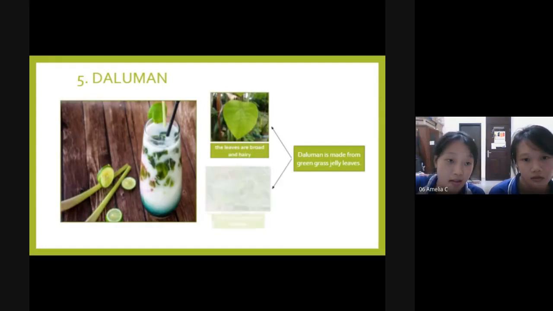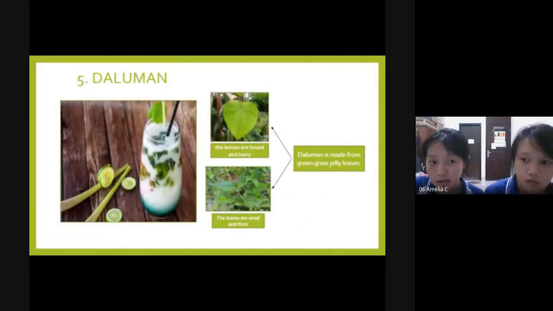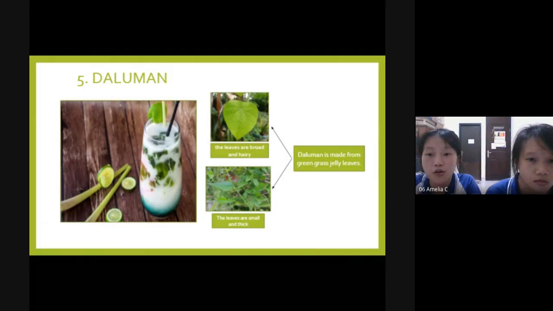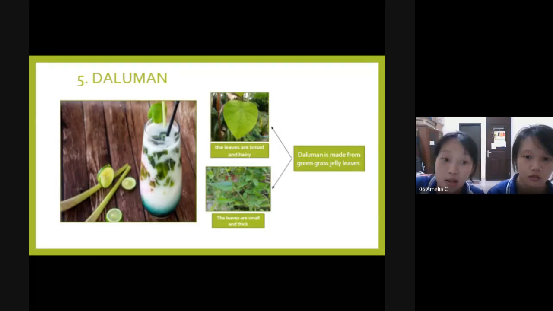And then we can find daluman ice, or es daluman in the Indonesian language. Daluman is one of the favorite drinks in Bali. It is made from green grass jelly leaves. These leaves are often processed because of their delicious taste and jelly-like texture.